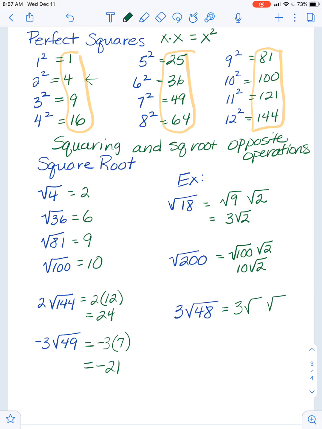So 48, again, if I go up through my list, 1 will, 4 will, 9 won't, 16 will. And if you can't do these in your head, then you can run them in a calculator. You could just take 48 and divide by 16, which is 3. So in this case, the square root of 16 is 4, and then I still have the square root of 3, so I have 12 square root of 3 as a final answer.